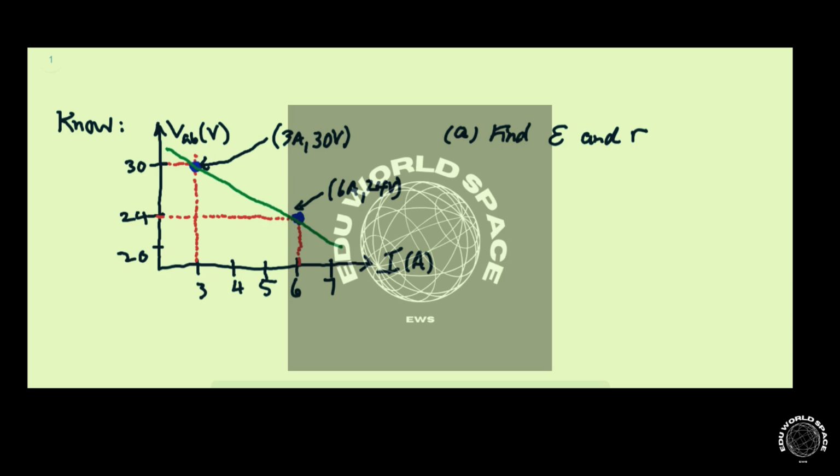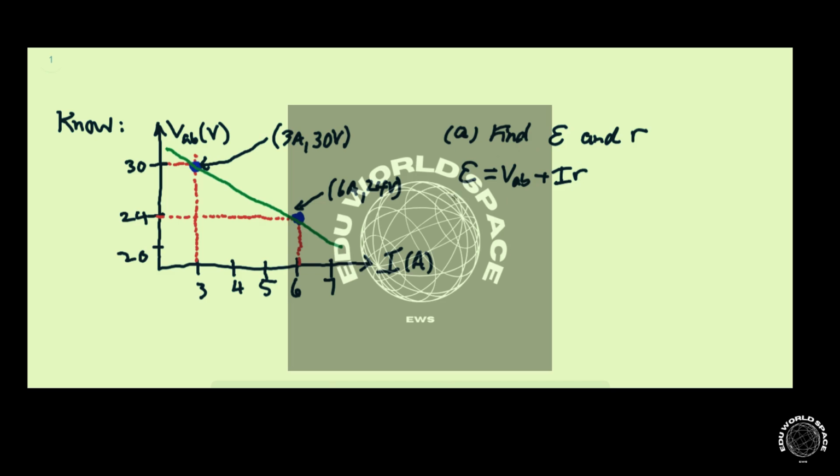And we'll make use of this information in part A of the problem, where we're asked to find the EMF and the internal resistance. And the way to do this is to write down this particular equation, one which has, of course, the EMF and the internal resistance, which is E is equal to VAB plus IR. So we want to find two things, but we only have one equation.